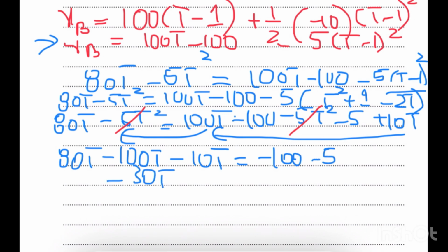This becomes minus 10t equals minus 100 minus 5. Minus 30t is equal to minus 105. Divide by minus 30 on both sides. We get t is equal to 3.5.